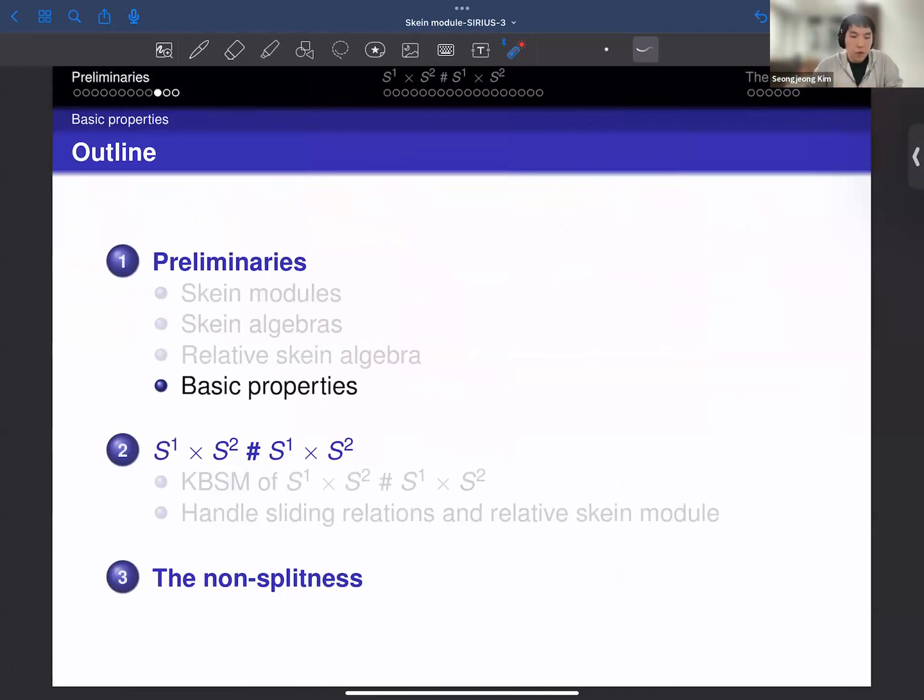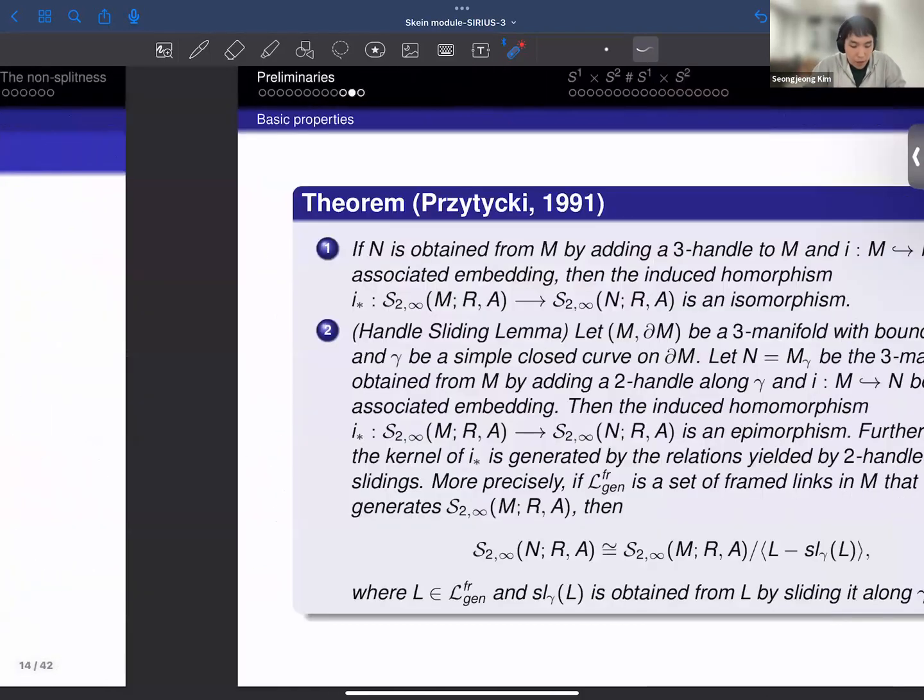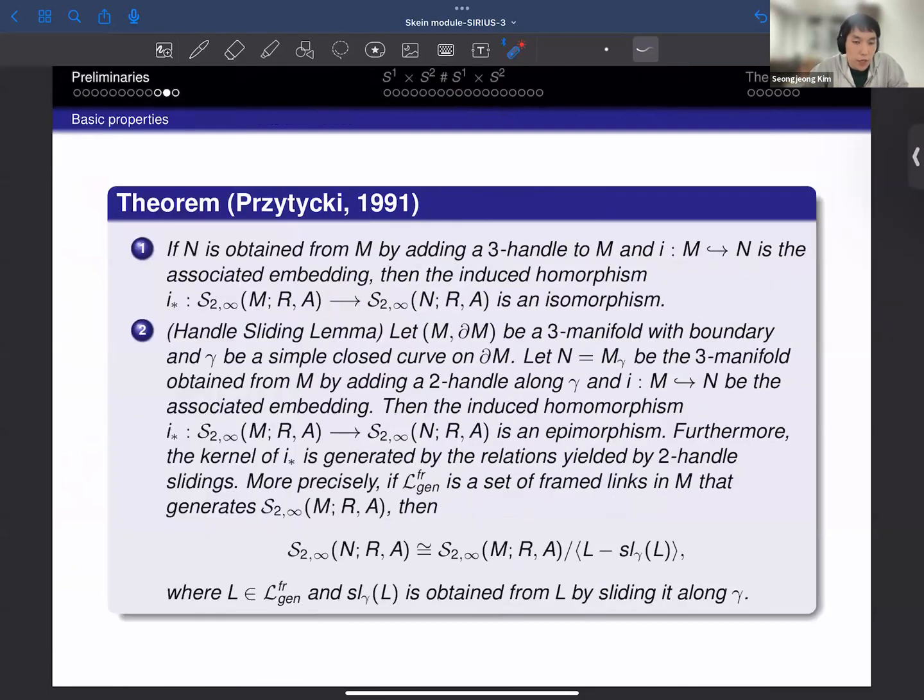And now, to calculate KBSM, we require 2 important properties. Firstly, if N is obtained from M by adding a 3-handle to M, and i is the associated embedding, then the induced homomorphism i star from KBSM of M to KBSM of N is an isomorphism. It means attaching a 3-handle to a 3 manifold does not change the KBSM.